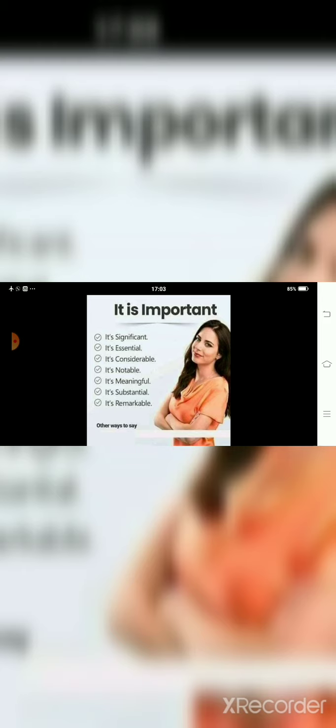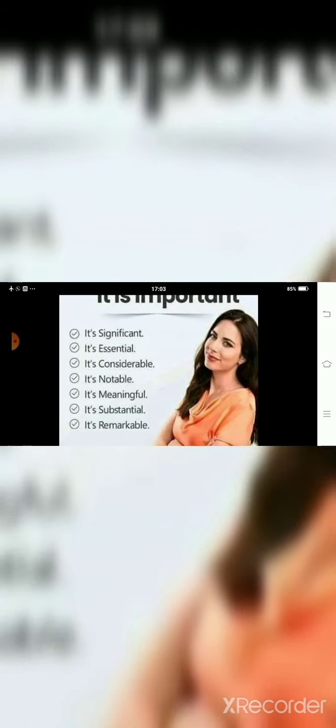"It's important." Again, a very common expression we use in our daily life. So what will we say in a different way? It's significant, it's essential, it's considerable, it's notable, it's meaningful, it's substantial, it's remarkable.